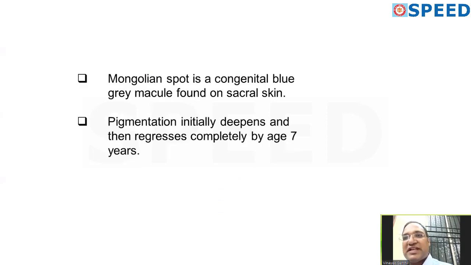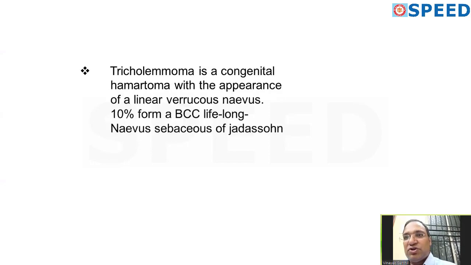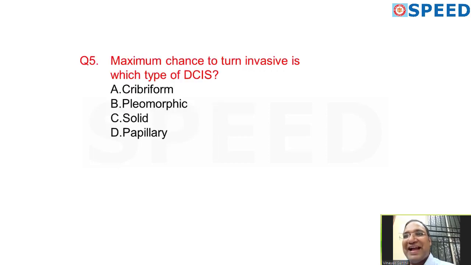So Mongolian spot is a congenital blue-gray macule found on the sacral skin. Pigmentation initially deepens and regresses completely by the age of 7 years. Okay, so the other types I have given in the explanation for you to read further. So trichilemmoma is a congenital hamartoma with an appearance of linear verrucous nevus, 10% form a BCC. Lifelong nevus sebaceous of Jadassohn. Okay, maximum chance.